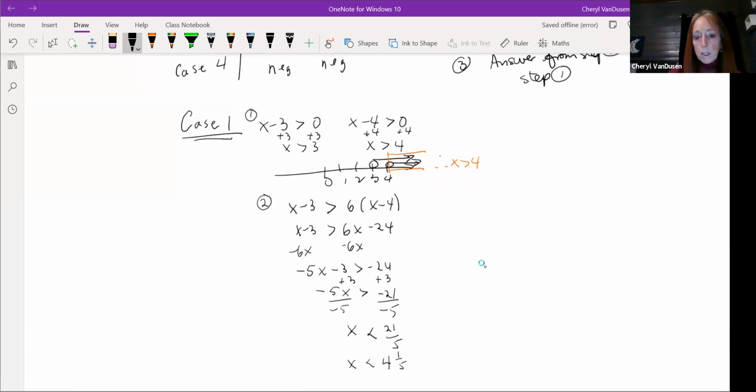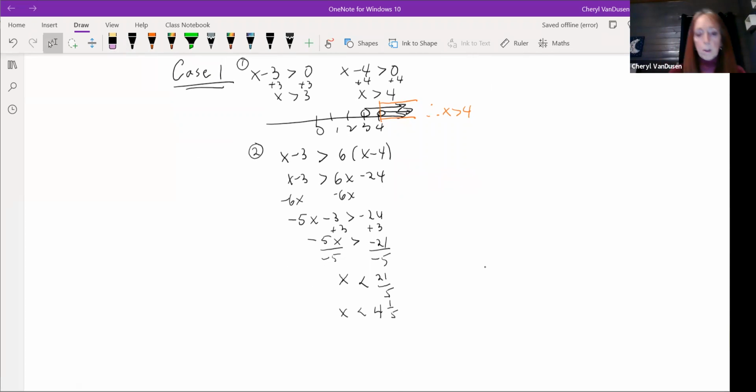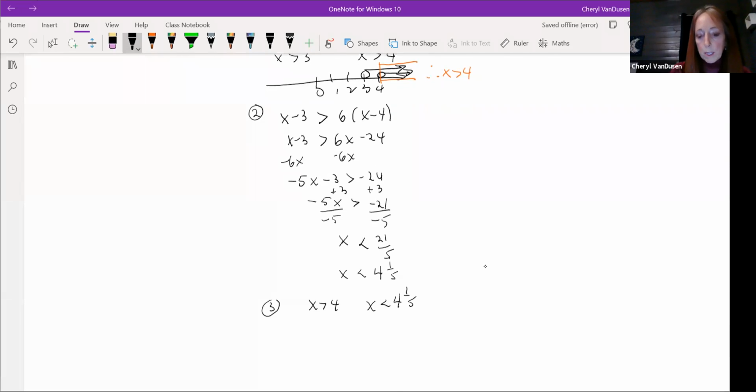Now, step number 3 is you have to take that answer and overlap it with the original answer and see if there's any overlap. Sometimes there's no overlap, sometimes there is. Okay, so step number 3, we're going to take x greater than 4 and x is less than 4 and 1/5, and we're going to figure out what the overlap is. Again, if you want to do a number line, it's a very nice, clear way of showing me, the teacher, what you're doing. So it's going this way. 4 and 1/5 is right here, going that way. So it's between these two. Okay, so it's from 4 to 4 and 1/5.